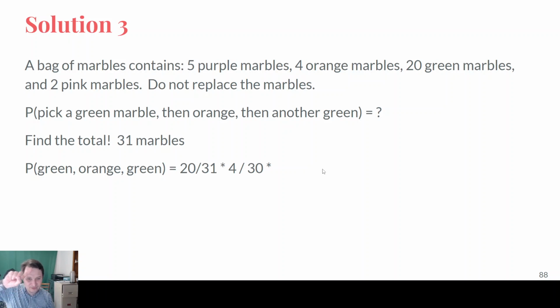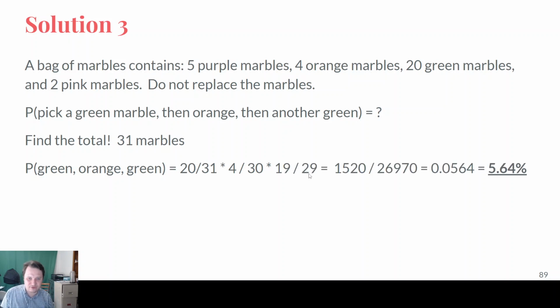But what else has happened? Notice that we've already picked a green marble out, and we didn't replace it. So that means there's one less green marble there as well. Do you see that? So there's one less green marble, and so that means it's going to be 19 out of 29.